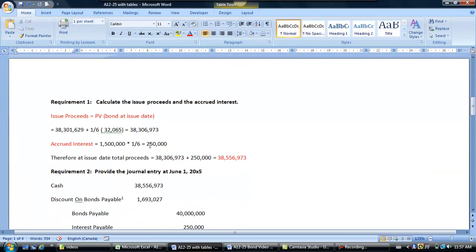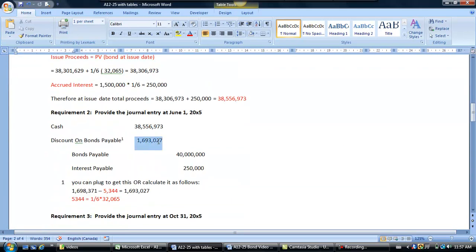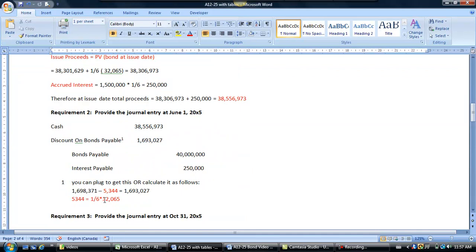So what I'm doing here is I'm calculating this bond discount on June the 1st, which is the issue date, to be the bond discount that's unamortized to open the May 1st to October 31st period, which is the period within which this issue date falls, less the discount that would have been amortized for 1 month, which is this amount here. So therefore, I would book a discount of $1,693,027 when I make my entry to issue the bonds.